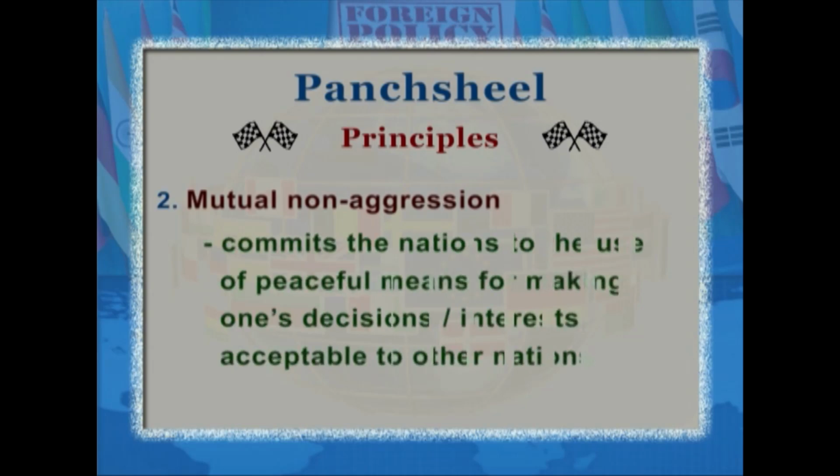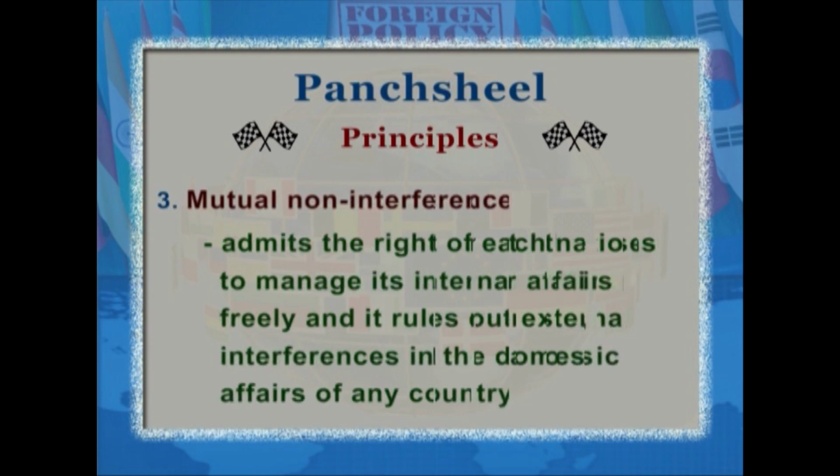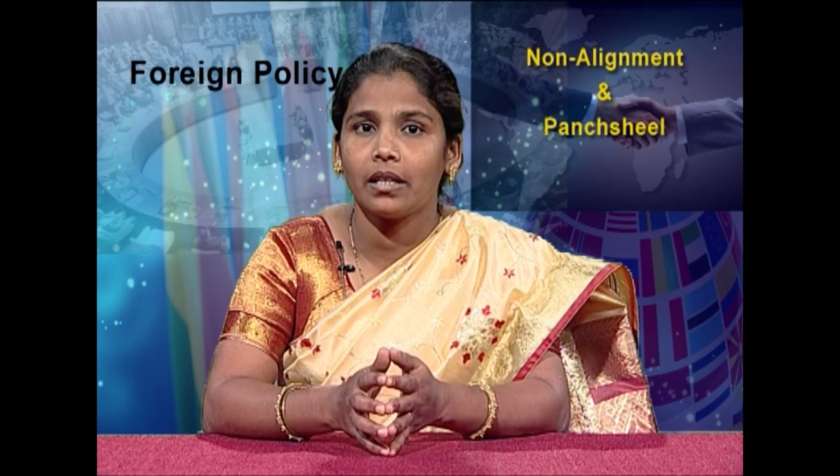The second principle commits the nation to the use of peaceful means for making one's decision or interest acceptable to the other nation. The third principle admits the right of each nation to manage its internal affairs freely, and it rules out external interference in the domestic affairs of any other country. Non-interference in internal affairs of other nations is accepted as a means of peace and as an anti-tension, anti-war principle.